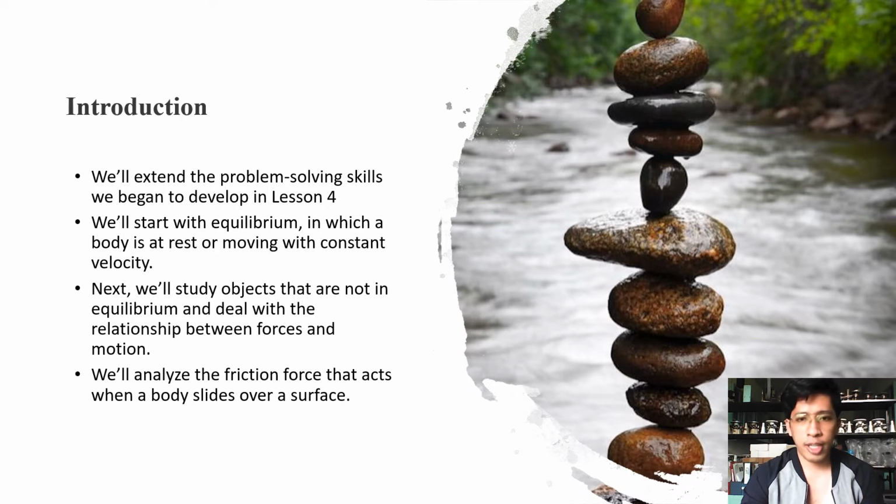We'll start with the equilibrium problem in which a body is at rest or moving with constant velocity. That means here we're going to apply Newton's first law of motion. Next, we'll study objects that are not in equilibrium and deal with the relationship between forces and motion. This is the section wherein we're going to apply Newton's second law, the law of acceleration. And then lastly, we'll analyze the friction force that acts when a body slides over a surface.